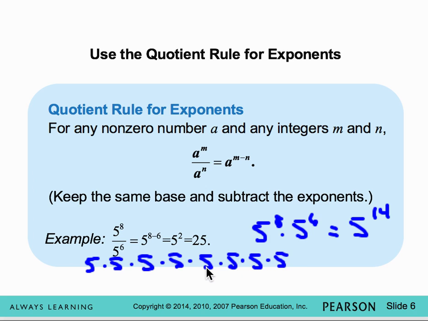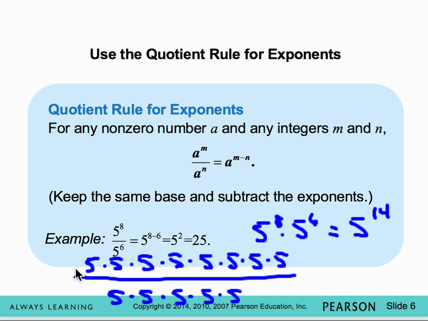1, 2, 3, 4, 5, 6, 7, 8. And on the denominator, it's a 5 multiplied times itself 5 times. So if you're just multiplying, anything in the numerator and denominator can cancel out. Anything that's the same, right? And notice, that leaves 3 5s.